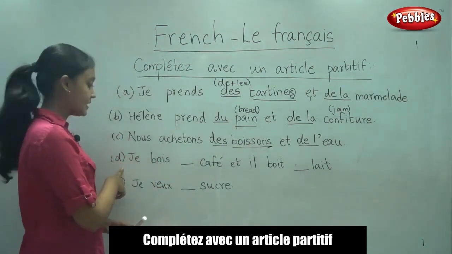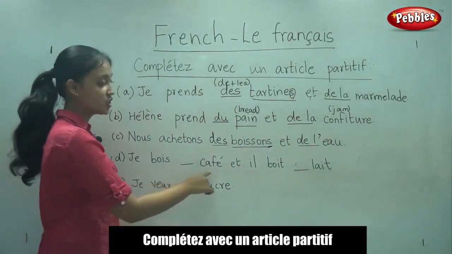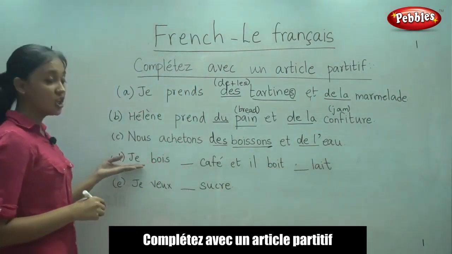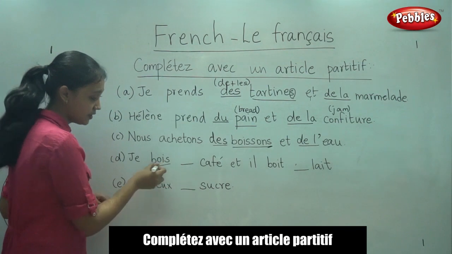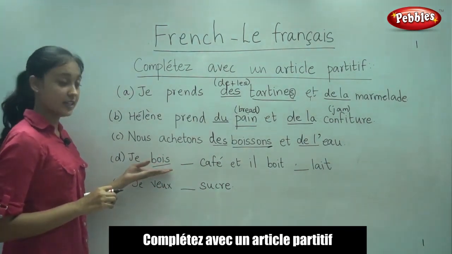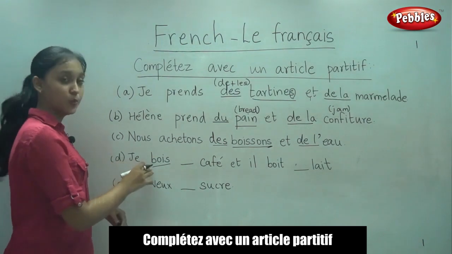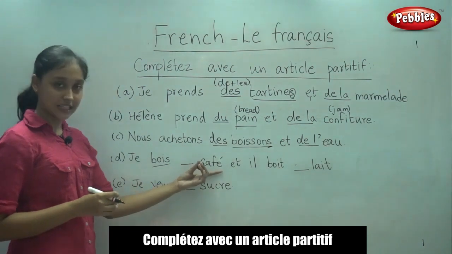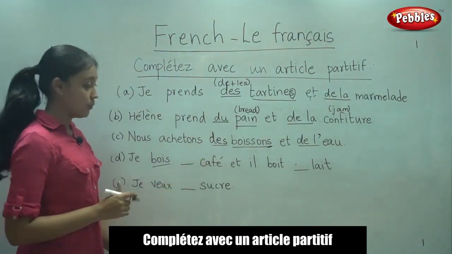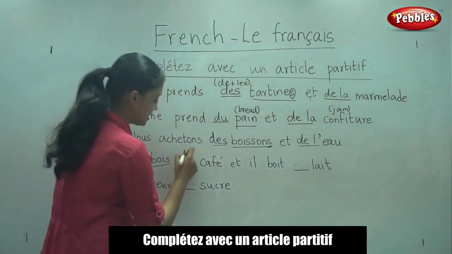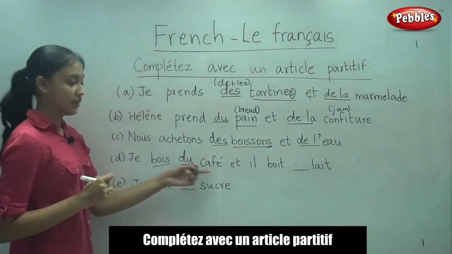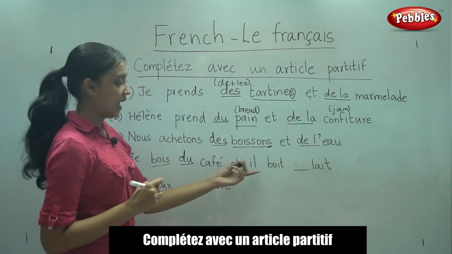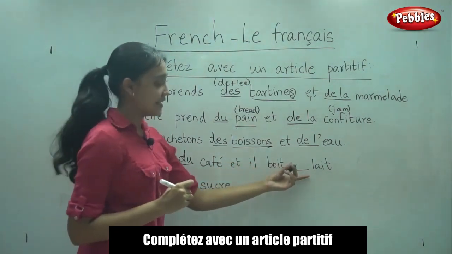And moving to the next sentence. "Je bois dash café et il boit dash lait." Now, do you remember this verb? This is boire. It means to drink. So, je bois dash café. Now, this word we have seen in the example. It is in the masculine singular form. So, what would be the word? It is du. Du café. I drink some coffee and il boit, he drinks dash lait.